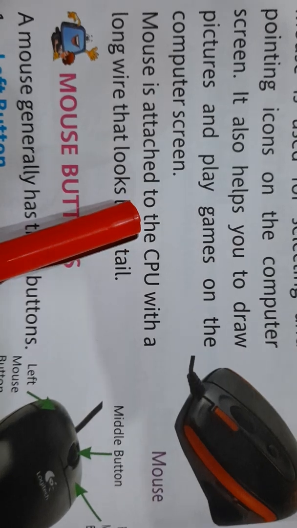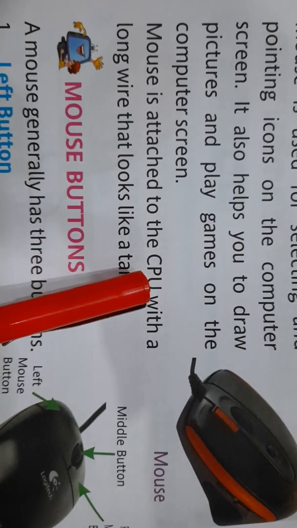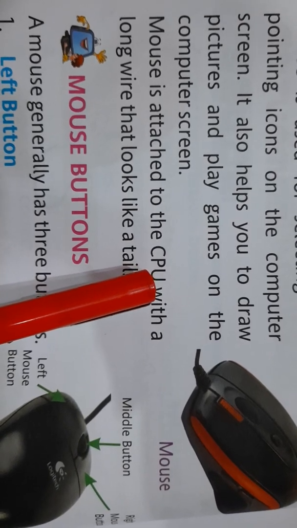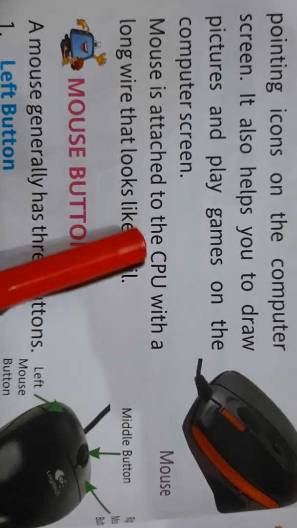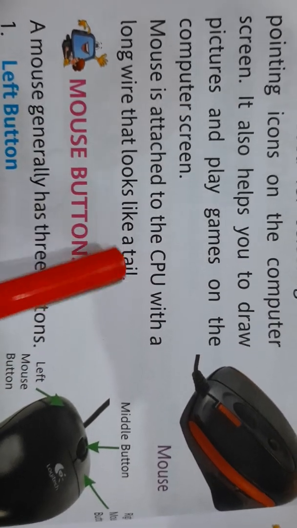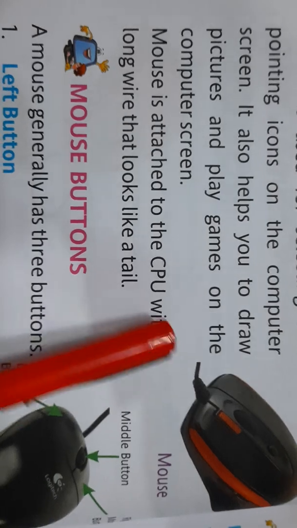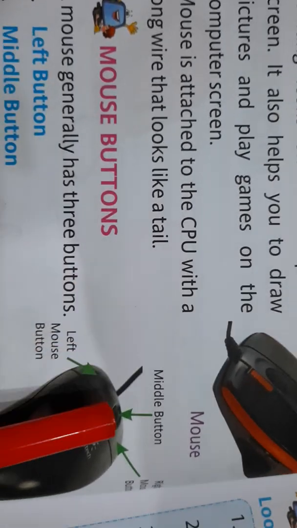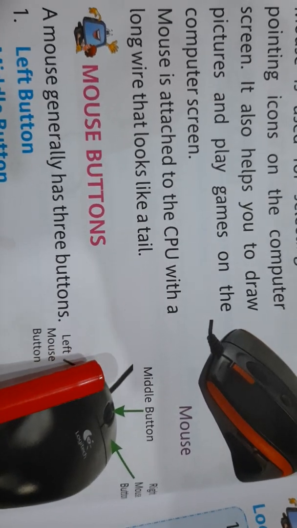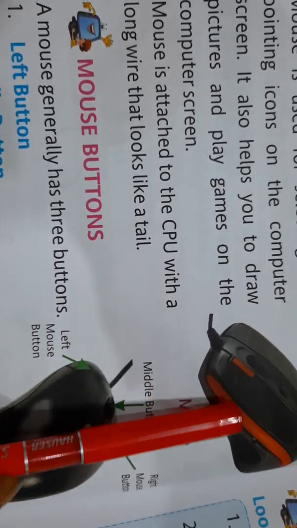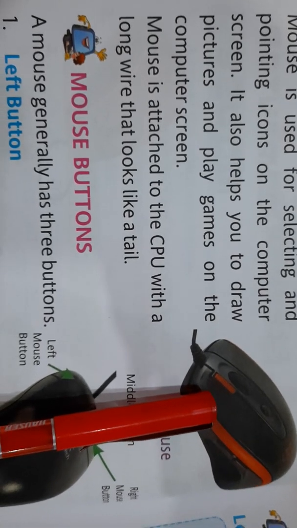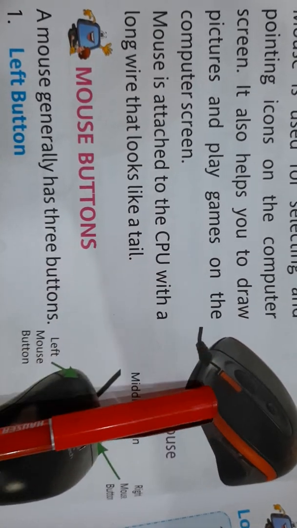Mouse is attached to the CPU because all the parts are attached to the CPU and only then will they function. So the mouse is also attached to the CPU with a long wire that looks like a tail, and that is why this name is given to it. When this long wire is attached to the mouse, it looks like a tail of this small part, and it is probably the smallest part of the computer, so it looks like a mouse.